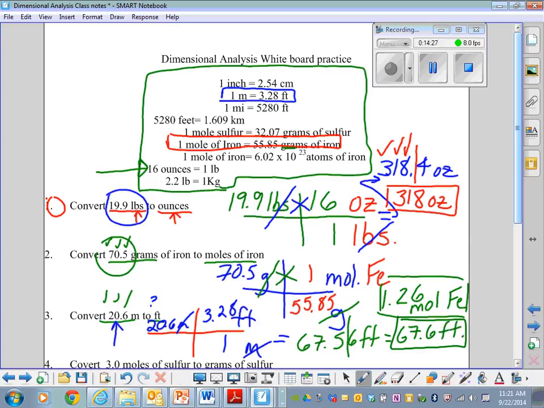0.6 feet. Awesome. You guys rock. That's excellent work. Anybody else who thinks they're a little shaky and you can help us?